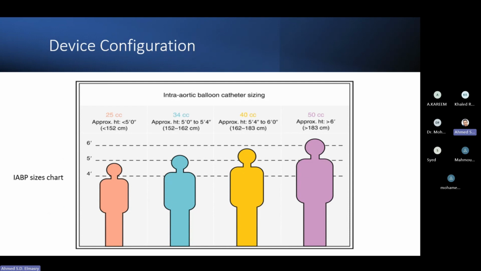These are the charts for the intra-aortic balloon sizes. This is the pediatric one, and this is the adult one. The adult sizes range from 34 cc and 40 cc to the mega size, which is 50 cc. And the size is dependent on the height of the patient.